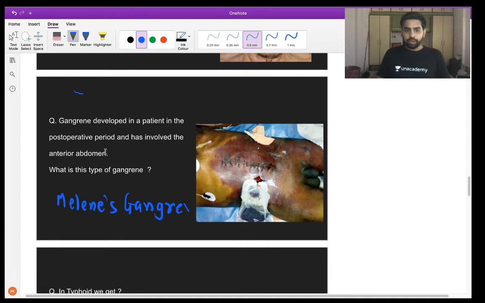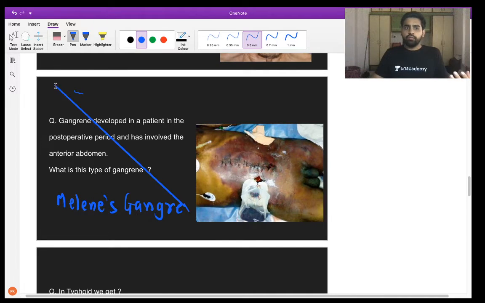So what did I tell you? The patient is post-operative and it is involving gangrene of the anterior abdominal wall. No doubt Clostridium perfringens may be involved. What is the most common organism which leads to Meleney's gangrene? Please understand, it is a synergistic infection between aerobes and anaerobes, and Clostridium will definitely have a role to play in this. But if they ask you specifically what this type of gangrene is, the answer to this question is Meleney's gangrene. This is what I was expecting from you.